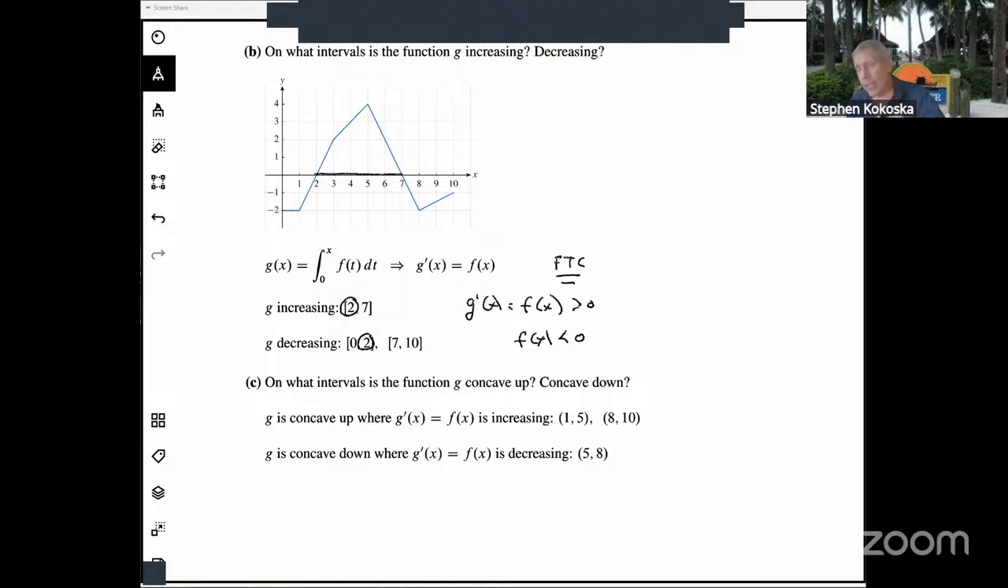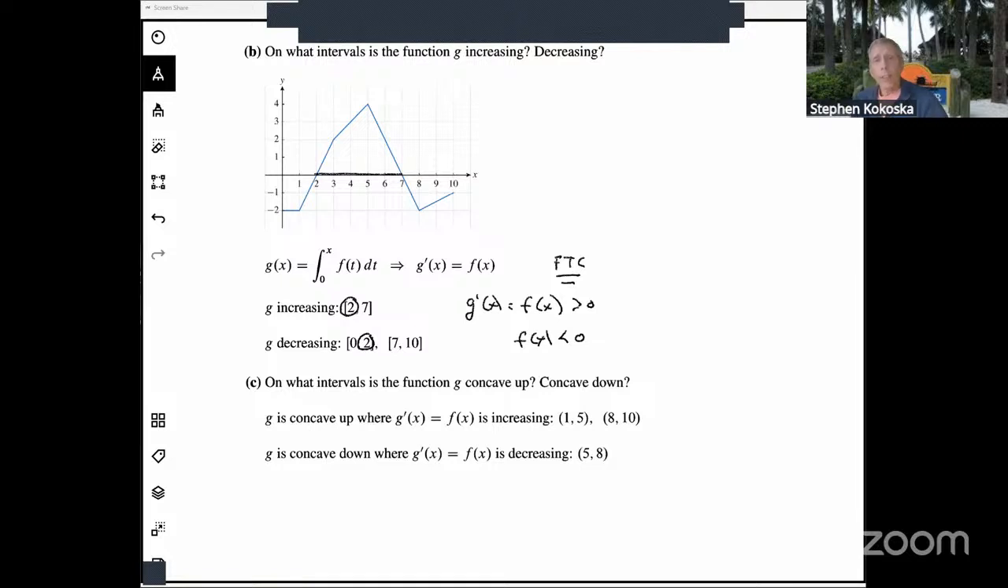Now, on the AP Calculus exam in general, they will not take off a point if you use an open interval or a closed interval, unless the function is undefined there, unless there's something crazy going on there. But for me, in my class, for most of us, a function is increasing on the closed interval 2 to 7, decreasing on those two closed intervals. Okay. On what intervals is the function g concave up or concave down?